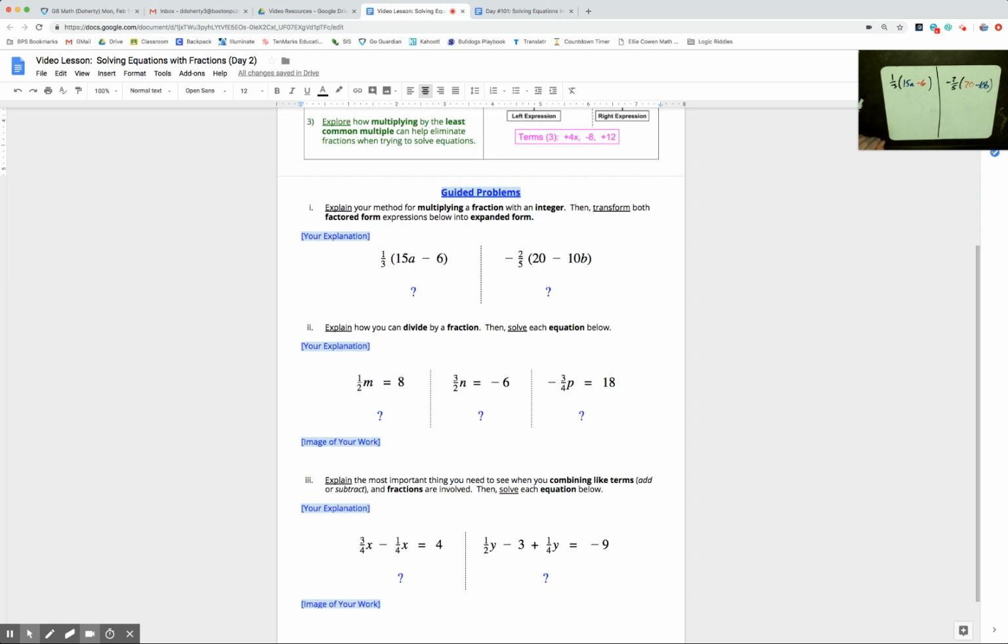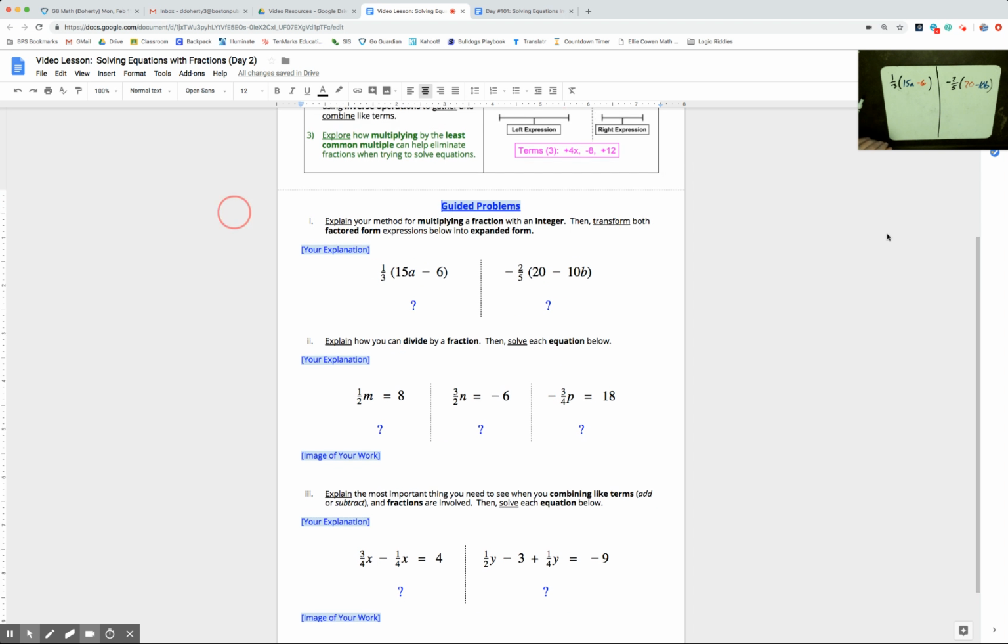First guided problem today. I would encourage you to pause this video and work with your neighbor or your partner. Your first job together should be to explain your method for multiplying a fraction with an integer. That's a whole number that could be positive or negative.